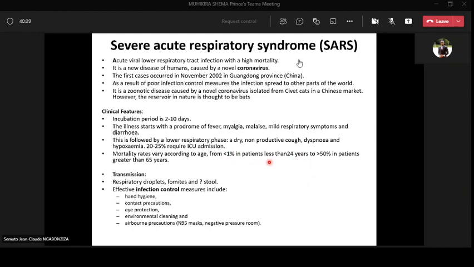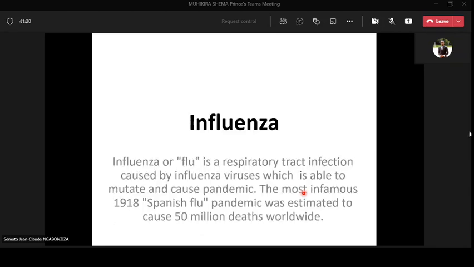Mortality ranged from less than 1% in patients less than 24 years, to 50% in patients greater than 65. And the mode of transmission was not quite clear: respiratory droplet, of course, and fomite, but stool also, fecal-oral route. Effective infection control measures, including hand hygiene, contact precautions, eye protection, environmental cleaning, and of course N95 masks, can be helpful to protect against infection.